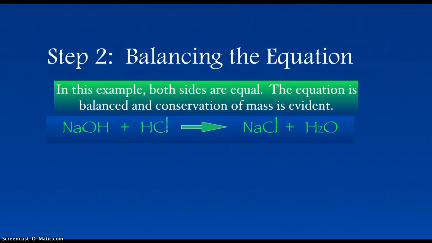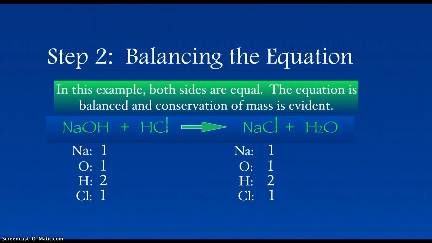And the reason for that is because if we recap what we just did, we can see that on each side, the number of atoms of each element are the same. So we have one Na on both sides, one O on both sides, two hydrogens on both sides, and one Cl on both sides. So in this case, this chemical equation is balanced.